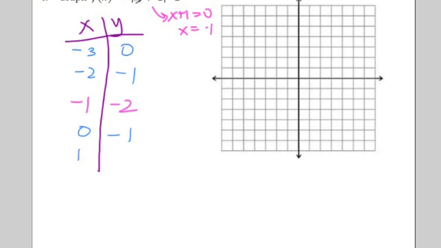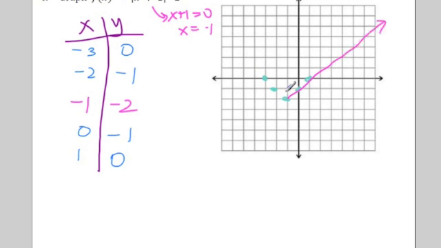And if I plug in 1, 1 plus 1 is 2. Absolute value of 2 is 2. 2 minus 2, 0. Now I'm going to go ahead and plot these. So I have negative 3, 0, negative 2, negative 1, negative 1, negative 2, 0, negative 1, and 1, 0. So there is my absolute value function graphed.